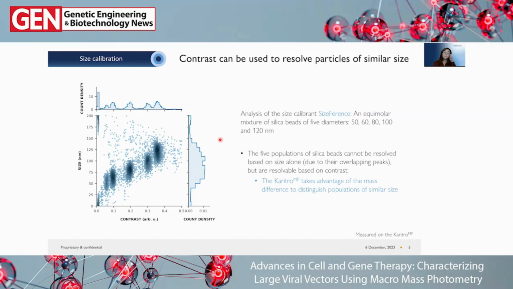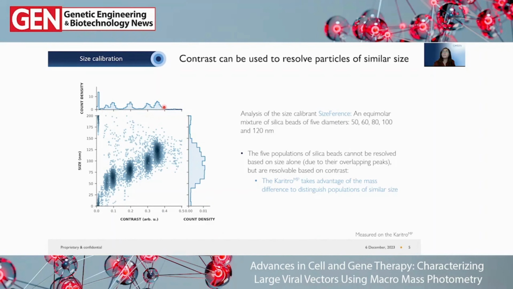So as you can see in here, if you look at the vertical axis, so the size information, this histogram shows a broad population, but really not a great resolution, if at all, of the size populations present in here. However, if you look at the contrast axis, you can see 5 really nicely distinguishable peaks in there, and you can even resolve the 50 nanometer beads from the 60 nanometer beads, which is quite powerful. So what you can effectively do with the Karitro is take advantage of the mass differences that would be reflected in the contrast axis in order to distinguish populations that, based on the size alone, you wouldn't be able to resolve.